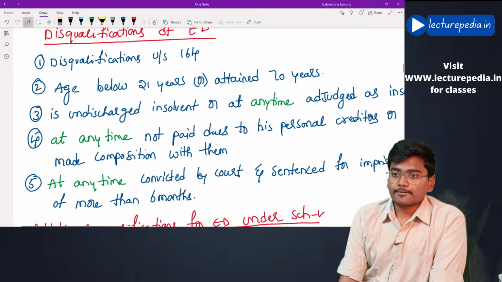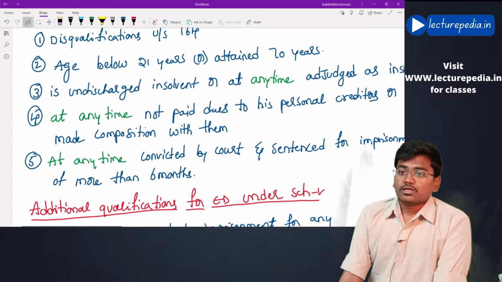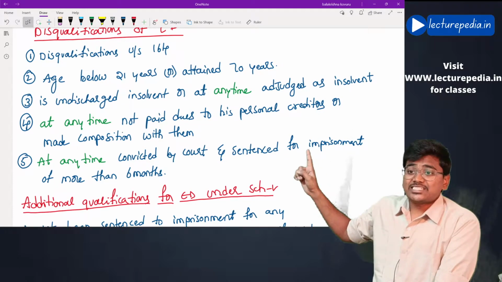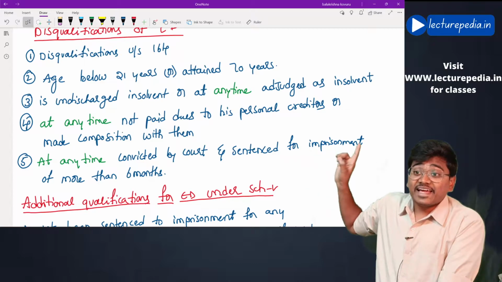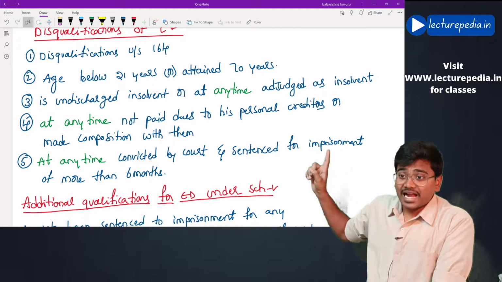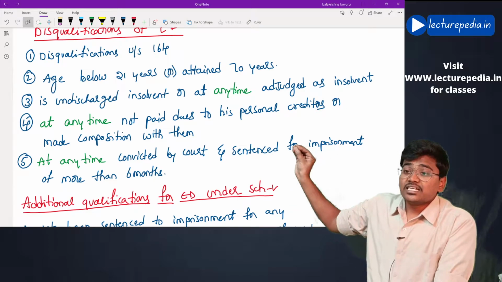Hope that is clear. Next, third point is undischarged insolvent or at any time. See, underline that "any time". I'll tell you the relevance of it. At any time adjudged as insolvent.